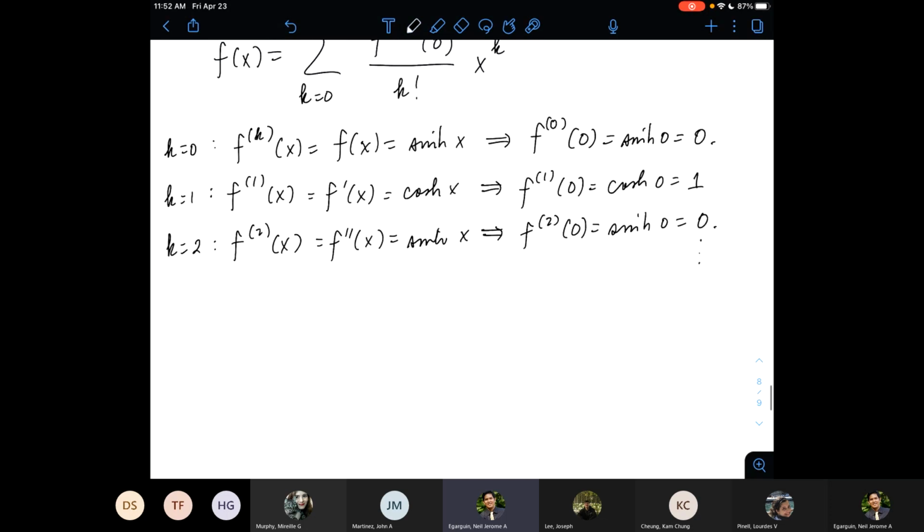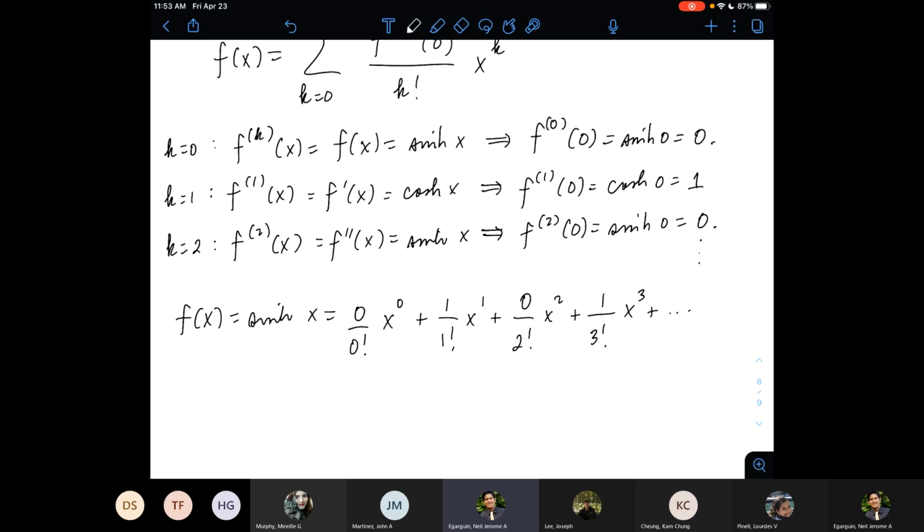So if you want an expansion for f of x, which is hyperbolic sine of x, you'll see that you'll have 0 over 0 factorial x to the 0, because the first factor is 0, plus f upper 1 evaluated at 0 is 1 over 1 factorial x to the 1, plus when k is 2, we get 0 over 2 factorial x squared, and then plus you will have 1 over 3 factorial x cubed, and so on. All right. Now what do we see here?